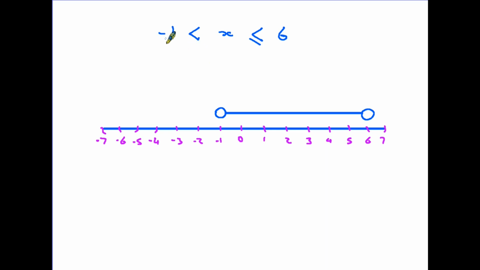Is x equal to -1? No, it isn't. There is no equal sign on the left hand side here, therefore the circle remains unfilled. On the other side we do have an equals. X is smaller than or equal to 6, so in this example this circle is the one that gets filled in.